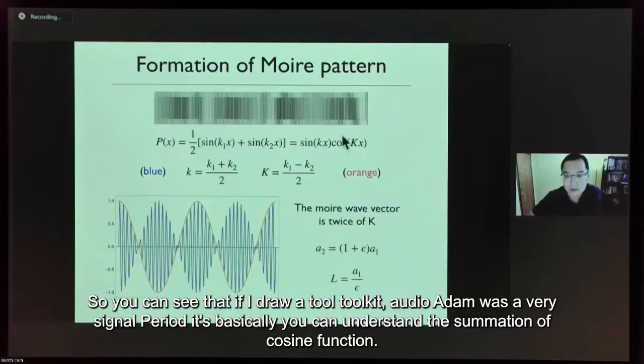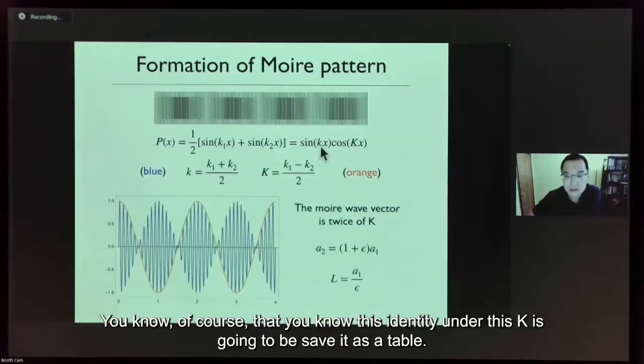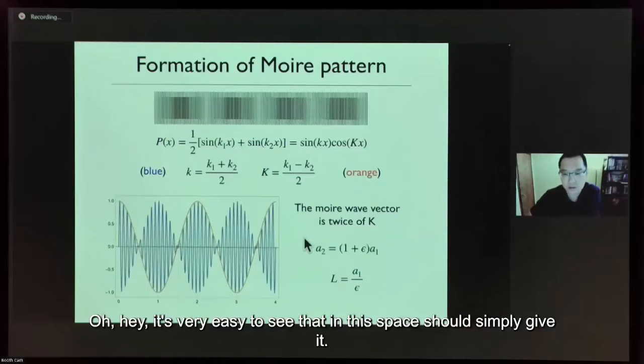And of course, this identity, and this k is going to be similar to k1 and k2. So there is a fast beating pattern, but in addition, you also gain a very slow pattern. So it's k1 minus k2, and that's the profile, right?